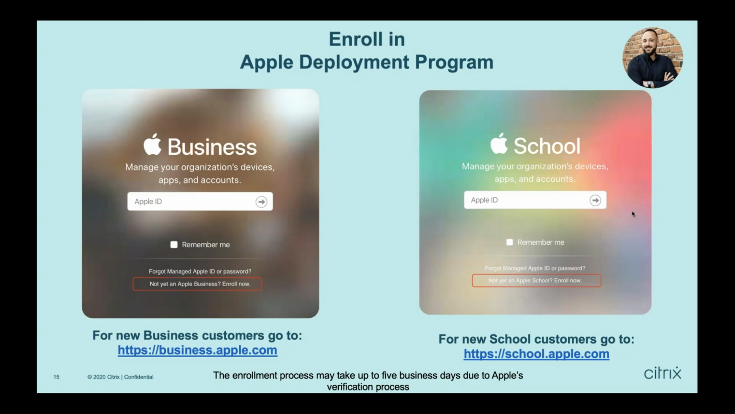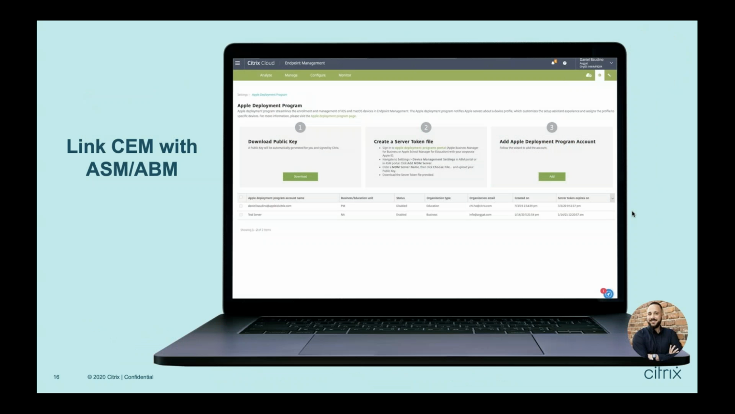And on the next slide, we'll take a look at how we link Citrix Endpoint Management with ASM, School Manager, or Business Manager. And it's a simple 3-step process within your settings. So top right-hand corner, you'll see your gear. You'll then download the public key from Apple once you're verified, all your paperwork is in order, and everything is identified. Then you'll create a server token file and add that token file to the Apple Deployment Program account. And it's that simple. The interaction between Business Manager and Citrix Endpoint Management makes it easy.